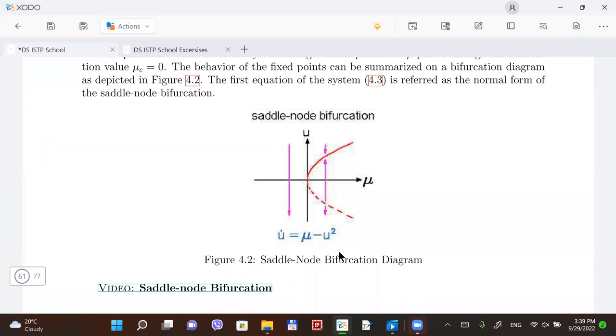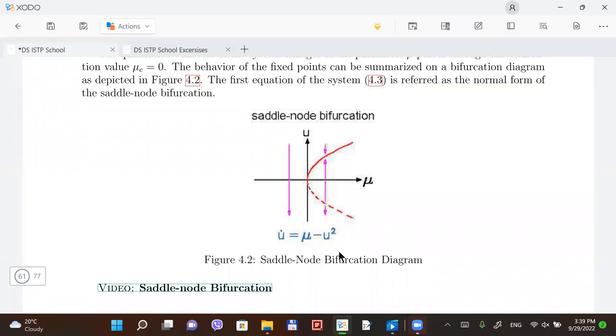It is a plot in the mu, x plane, okay? You just plot this normal form, the first equation, and just plot the vector field. And it is a usual way to denote the stable part with a solid line and the unstable part with a dashed line.